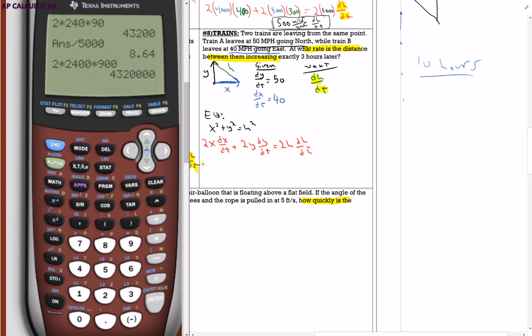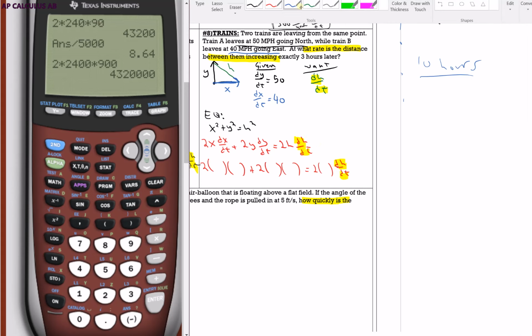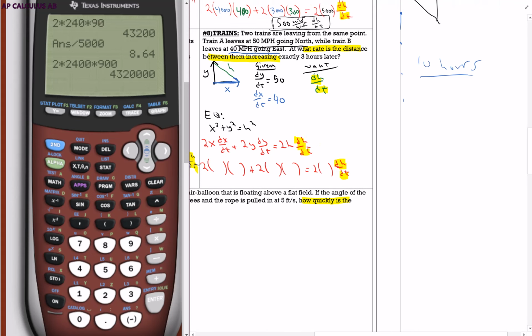And we plug in the numbers that we want, right? We put x there, dx dt there, we put y there, we put dy dt there, we put h there, and we want to know dh dt, so we don't touch that one. And we plug in what we know, right? So what do we know? We don't know what x is. We know dx dt is 40. We know dy dt is 50.